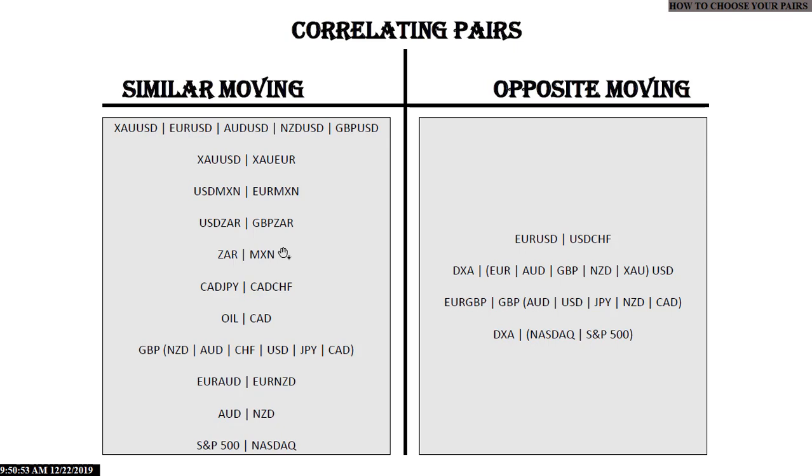And then S&P 500 and Nasdaq are correlating this way simply because S&P 500 is an accumulation of the data from 500 companies in the US. However, of those 500, 100 of them are handpicked to form NASDAQ. So it's only normal for them to move alike. For opposite moving pairs now, euro USD and dollar chef. Remember, euro is a major, CHF is a safe haven.